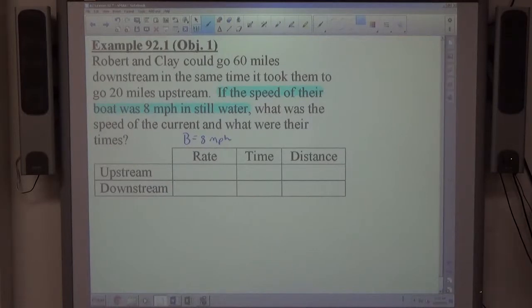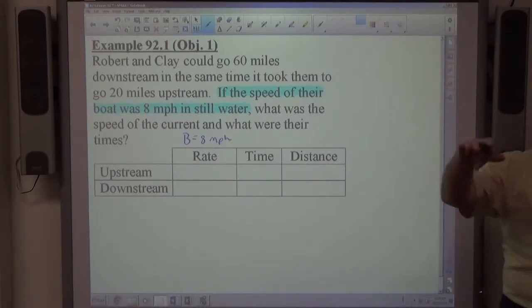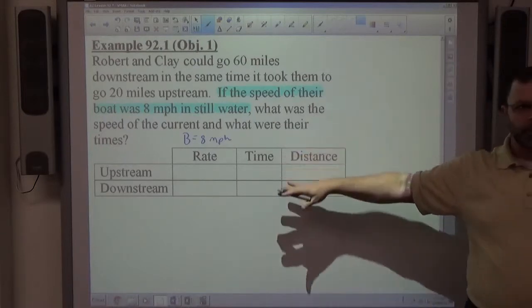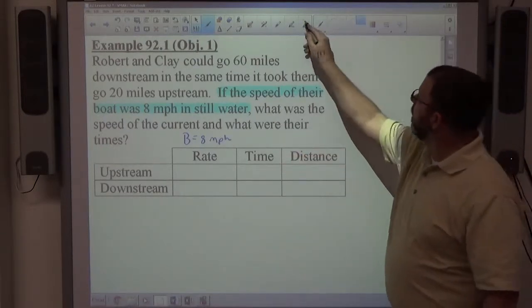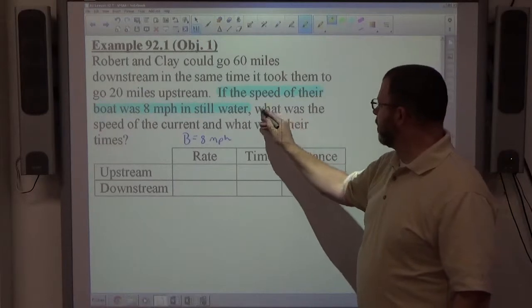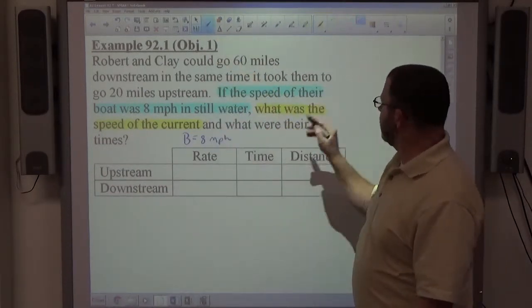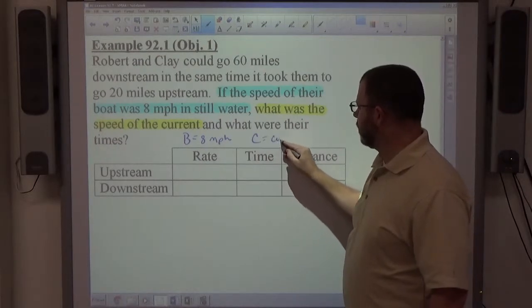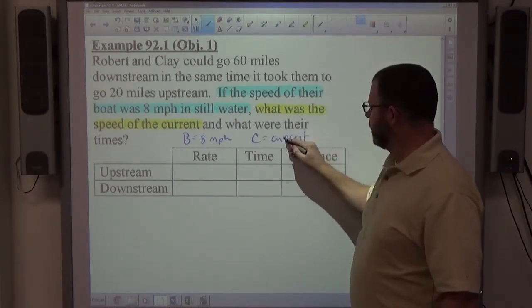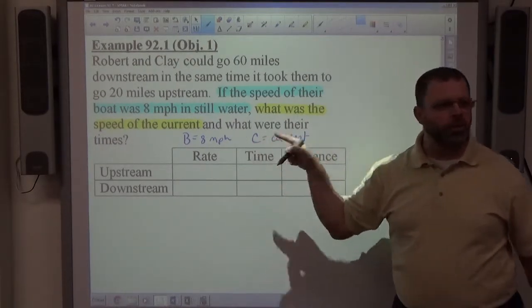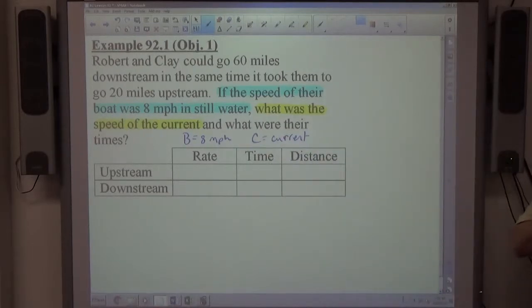Do not put 8 miles per hour in the rate boxes. Establish the speed of the boat in still water and the speed of the current before you start filling the boxes down here. It says, what was the speed of the current, which implies we don't know that, right? So I'm going to say C equals current. Those are the two things influencing the speed of the boat in this problem.